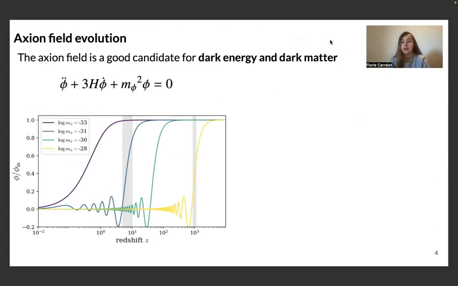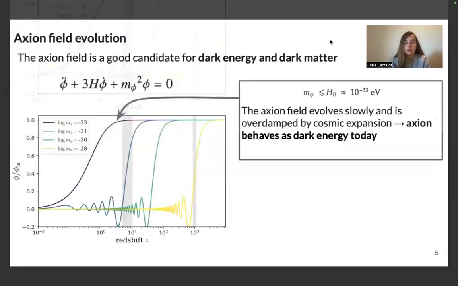So the axion field is a good candidate for dark energy and dark matter, but would be associated to one of the two depending on its time evolution, which is given by the Klein-Gordon equation. So this Klein-Gordon equation has two solutions. The first one, when the mass is smaller than H naught, so 10 to the minus 33 eV, the axion field is evolving very slowly and is overcome by cosmic expansion. In this case, the axion field behaves as dark energy today.